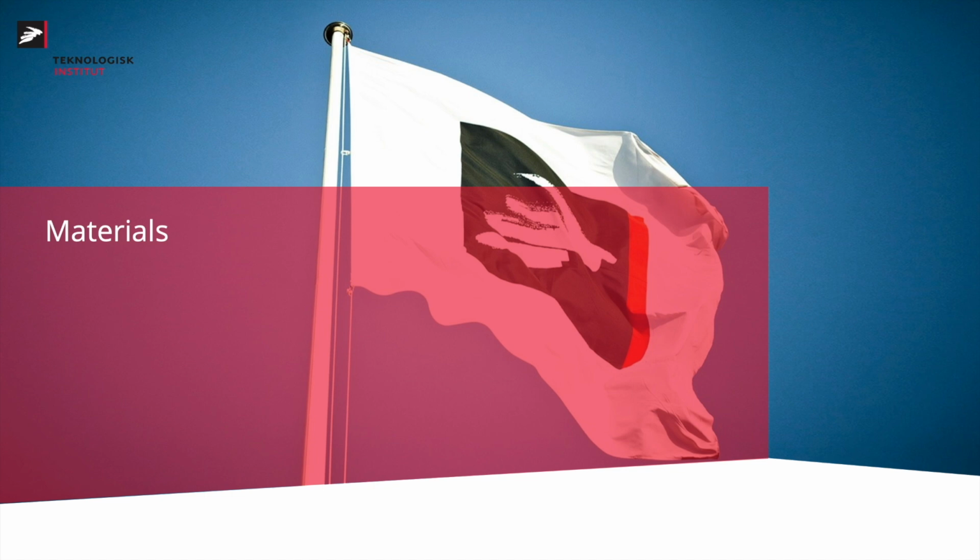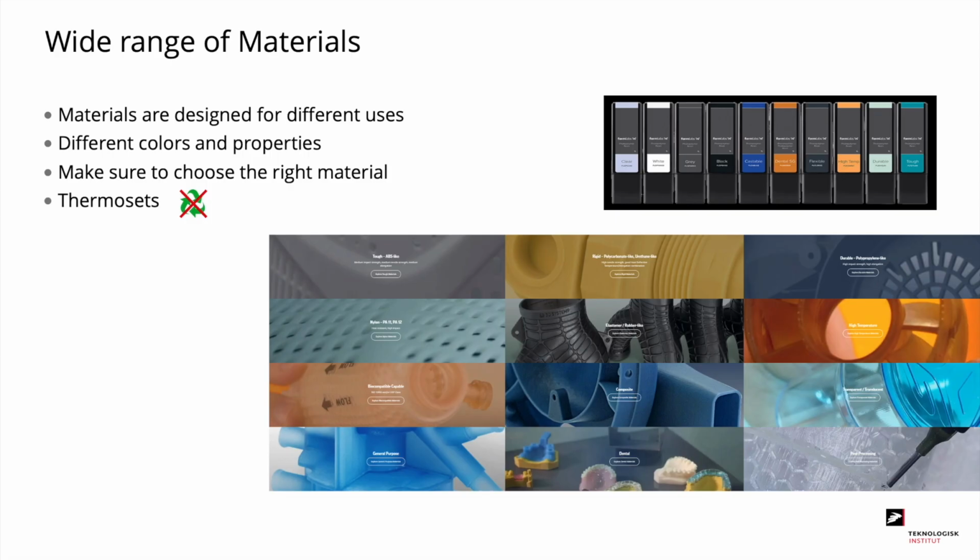Now it's time to look at the different materials we can print in. As mentioned earlier, we have a lot of different materials to choose from. For example, you can get tough, rigid, durable or flexible materials. The materials are designed for different uses and you can get different colors and properties. So make sure to choose the right material for your specific purpose. You should be aware that all materials are thermosets, so they cannot be recycled.